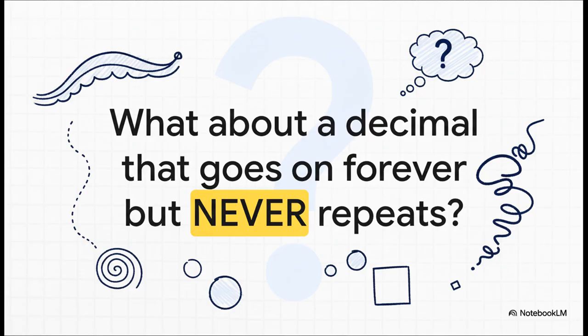So what's the big takeaway here? It's that every single fraction has a secret identity as a decimal. And that decimal either stops or it repeats forever in a pattern. And now you know the secret code to figure out which one it's going to be, just by looking at it. No calculator needed.